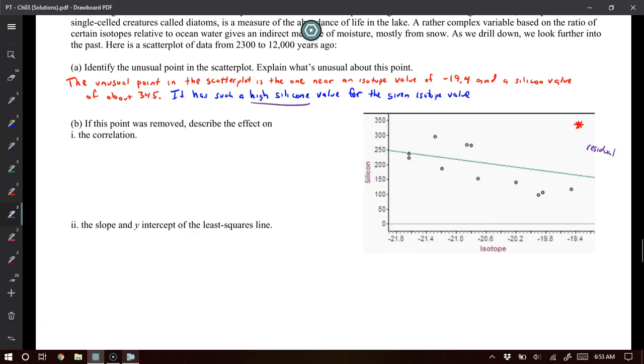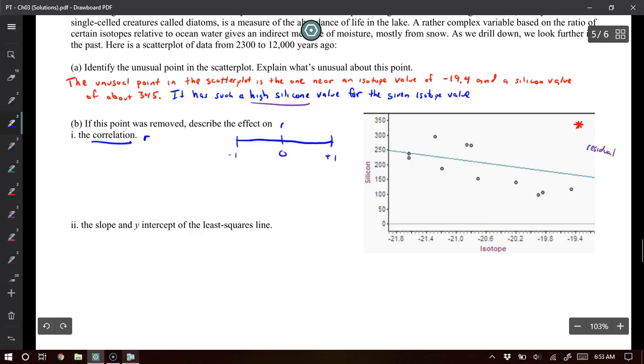If that point were removed, describe the effect on the correlation. Now remember, correlation is our R value. In previous videos, I draw this: here's zero, here's positive one, here's negative one. This is describing R. As we move away from zero to either positive one or negative one, it's going to strengthen. As we move away from one, or away from negative one towards zero, in both those cases, it's going to weaken.